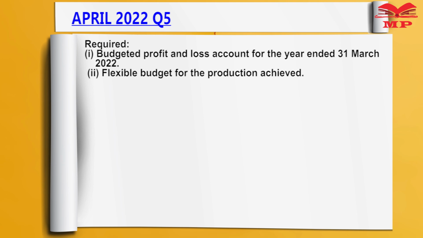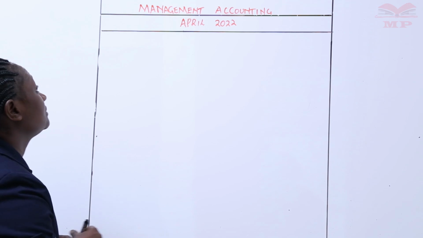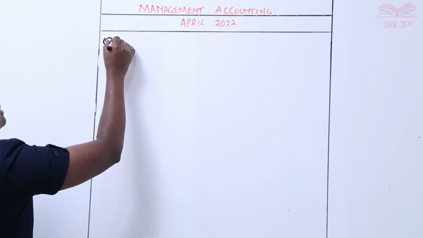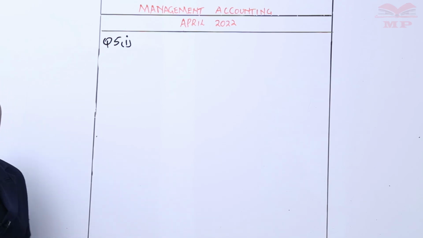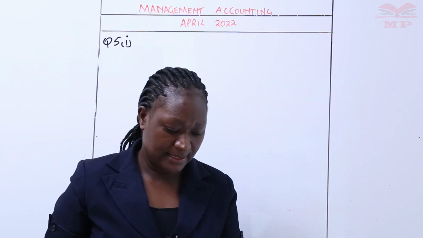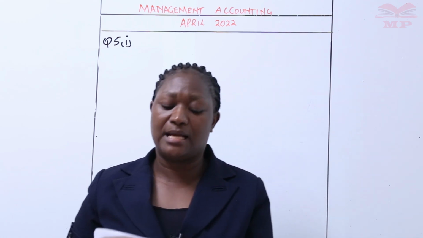Roman number 2: flexible budget for the production achieved. We want to begin with Roman number 1. This is question number 5. We begin with Roman 1. So we are required to prepare a budgeted profit and loss account.